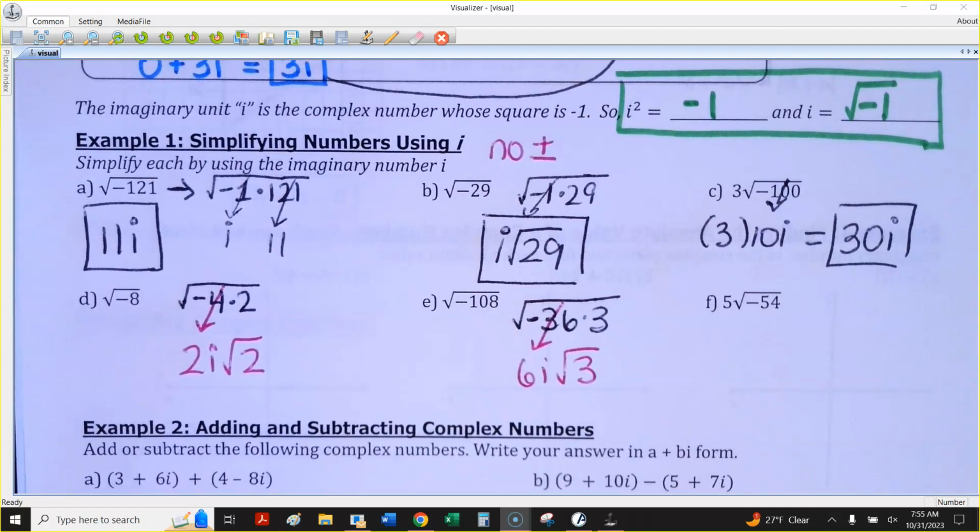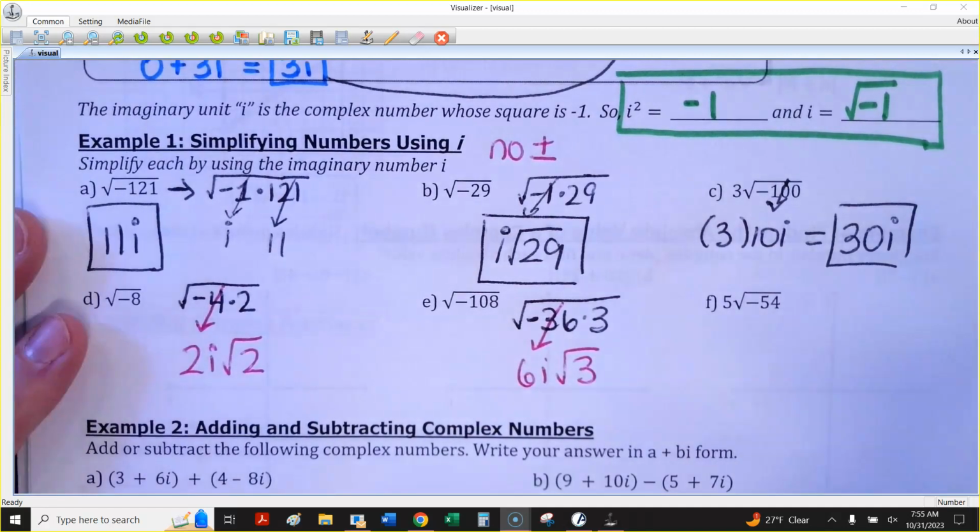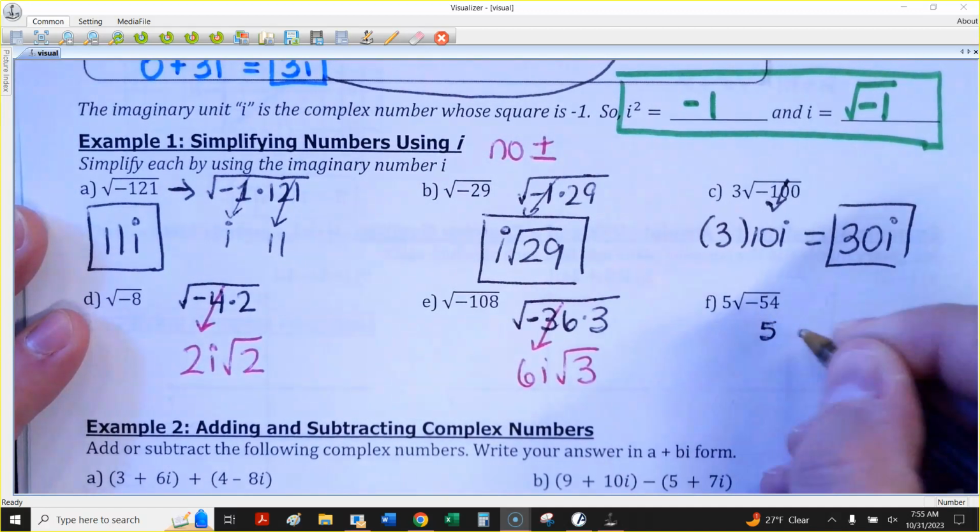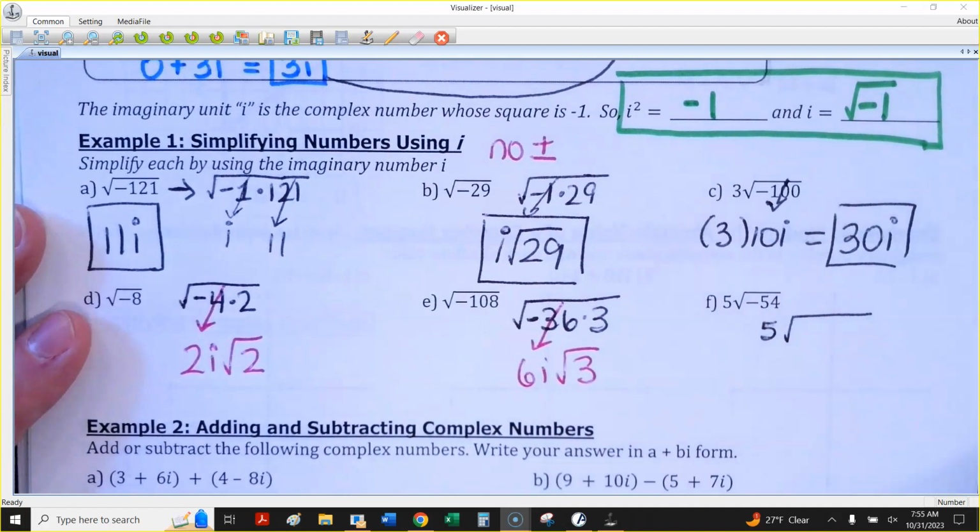All right, and I got one more here. This has a 5 in front of it, so we'll have to multiply anything we take out by 5. What is the biggest perfect square that would divide into 54?